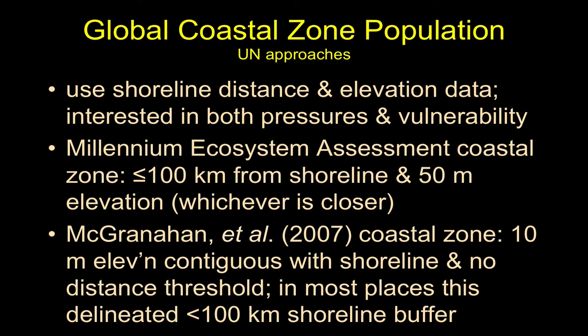So for example, the Millennium Ecosystem Assessment used 100 kilometers or closer to the shore, and a 50 meter rise in elevation. Some of the reports by McGranahan and others used just an elevational measure, because that study was mostly about vulnerability to sea level rise. So they were mostly concerned about who was low, close to the ocean surface.